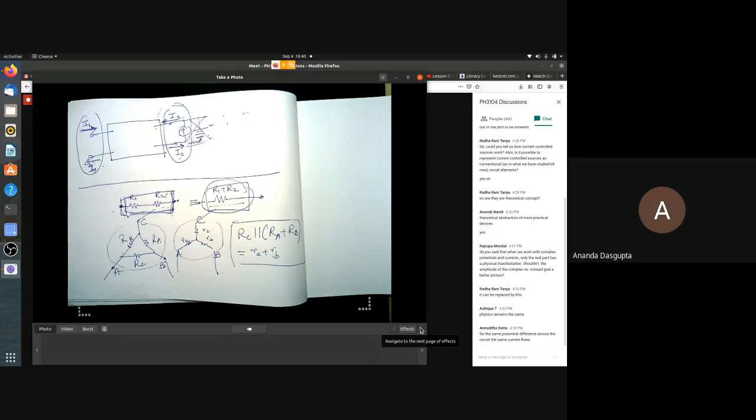And if you want to describe something very complicated in much simpler terms, just by an input loop and an output loop, then the price you have to pay is controlled sources.